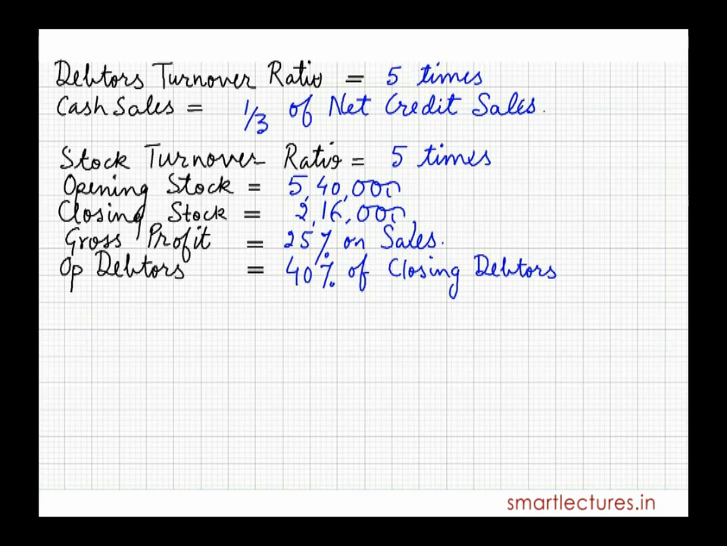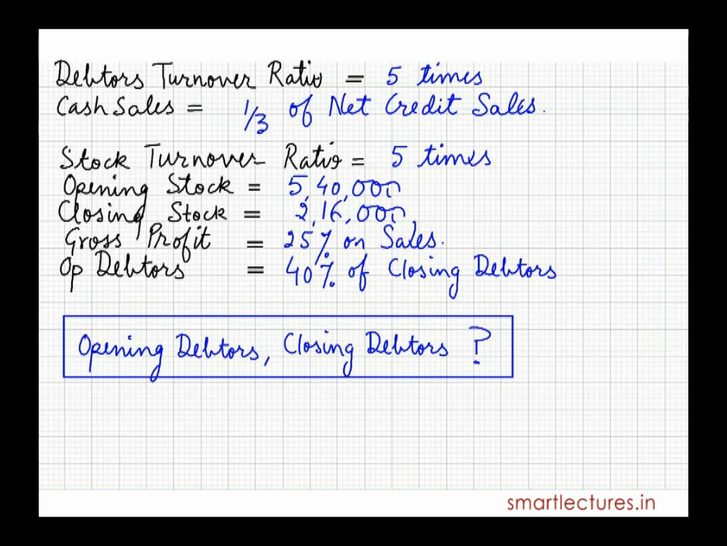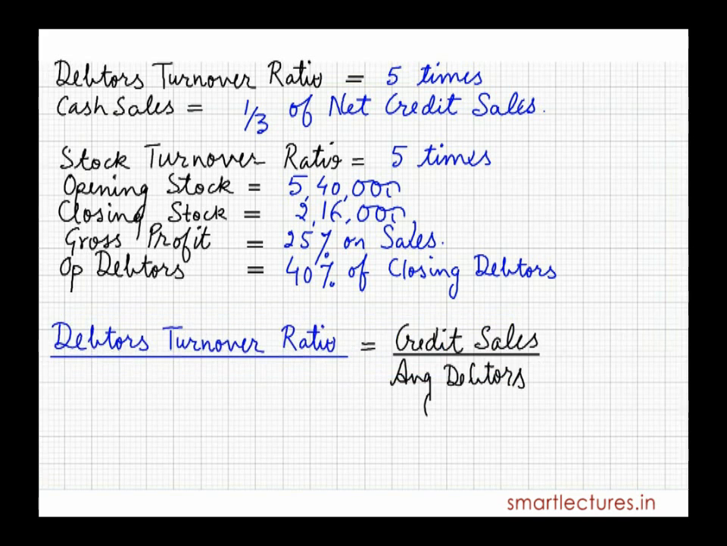Opening debtors are 40% of closing debtors. What are the opening debtors and closing debtors? This is the question. So we have to reach opening debtors and closing debtors. Now think about the formula where opening debtors and closing debtors are used. There is only one formula where opening debtors and closing debtors are used, that is debtors turnover ratio.